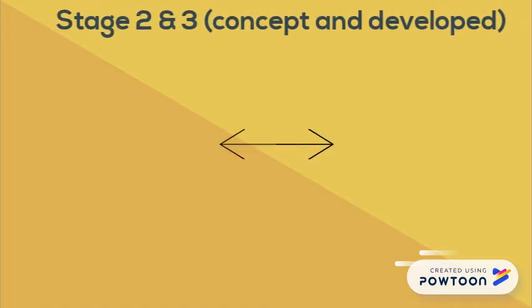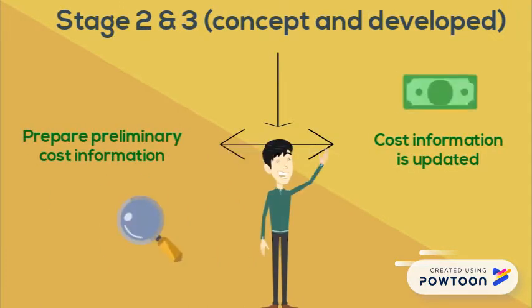Stage 2 and 3, concept and developed design. In Stage 2, QS prepare preliminary cost information for client use, while in Stage 3, cost information is updated through historical data, so the client can have his full project cost in a minute.